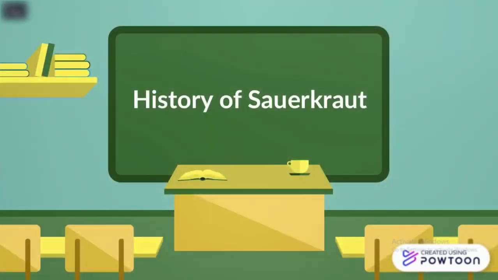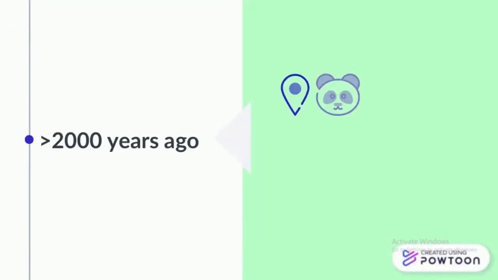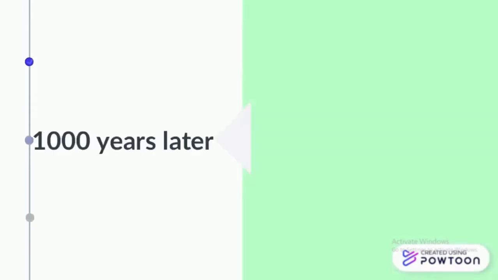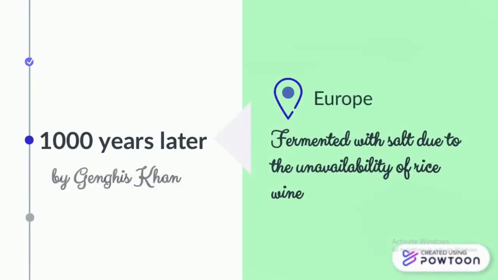The second topic is about the history of sauerkraut. Up to 200 years ago, cabbage fermented with rice wine is mentioned in China. 100 years later, the fermented cabbage was introduced to Europe by Genghis Khan. Due to the lack of rice in Europe, they ended up fermenting cabbage with salt.